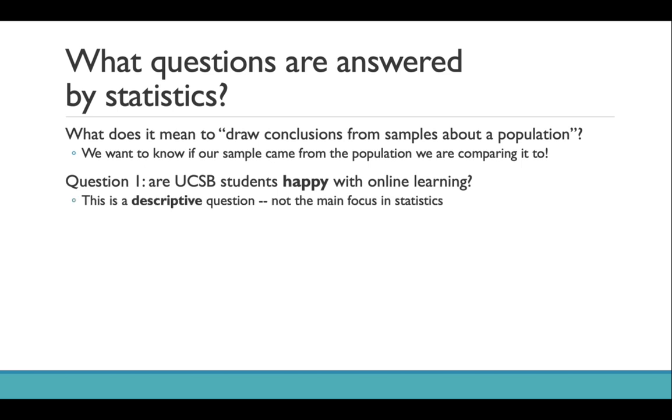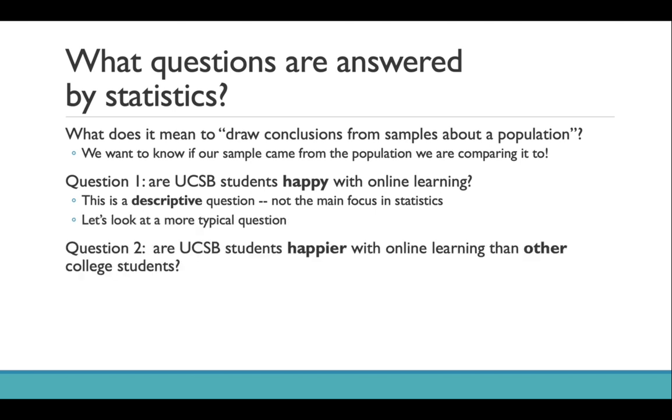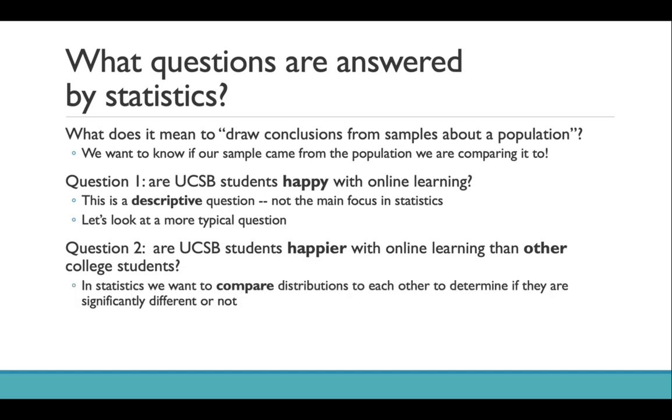This is a descriptive question, and questions like this generally are not the main focus in statistics. So let's look at a more typical question. Question 2 is, are UCSB students happier with online learning than other college students? In statistics, we usually want to compare distributions to each other to determine if they're significantly different or not. So notice that difference here. In question 1, we're just asking whether or not the UCSB students are happy. In question 2, we're making a comparison of happiness between UCSB students and college students in general.